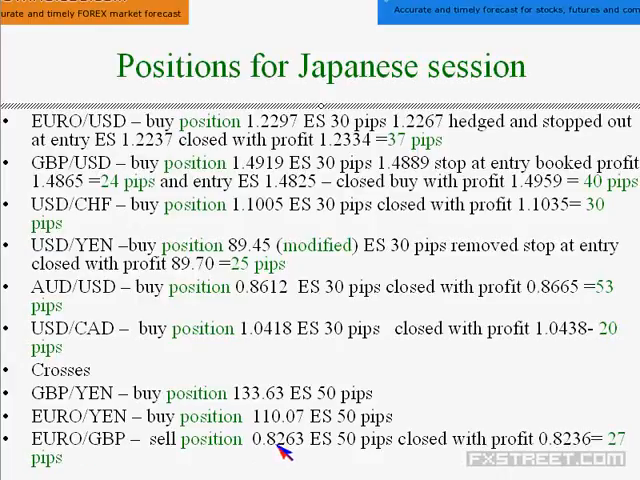Then Euro GBP, I kept a sell limit order at 82.63, where 82.64 was the initial high, and they made an upward move, and above that 86.79 was the high, and then subsequently 82.72 was the high, and the 50 pips hedging order was kept, and that was not filled, and subsequently they started dropping during the European session itself. I closed it with 27 pips profit after keeping the stop at entry. So this is the fate of the trade. Now we will see what trades we can do with regard to the US session.